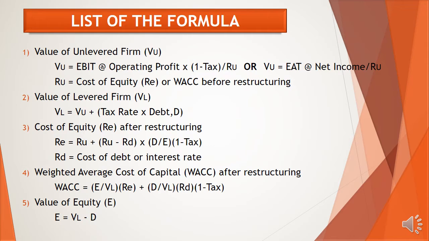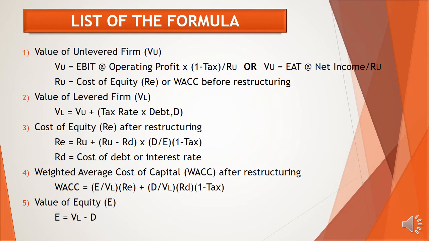Okay, the second formula is the value of levered firm, VL. The formula is equal to VU, the value of unlevered firm, plus tax times debt. The third formula is the cost of equity, RE, after restructuring. The formula is equal to RU plus RU minus RD. What is RD? RD represents the cost of debt, or the other name is interest rate, times debt divided by equity, which is E, and then times again 1 minus tax.